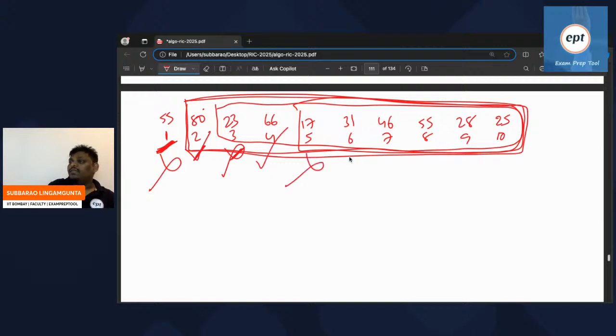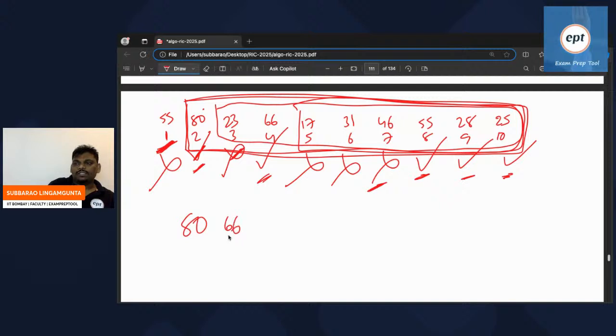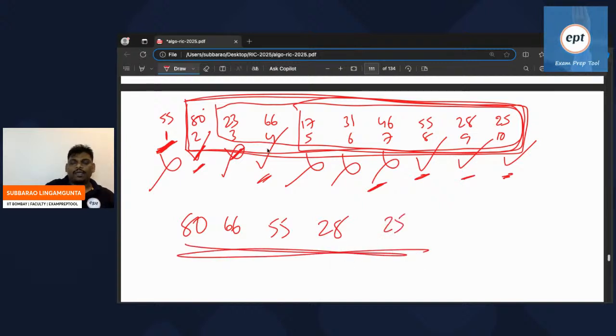17? No. 31? No. 46? Is he greater than all elements on the right hand side? No. 55, yes. 28, yes. 25, yes. So the possible leaders are, I am printing the leaders: 80 is a leader, 66 is a leader, 55 is a leader, 28 is a leader, 25 is a leader. There are 5 leaders in the given array.